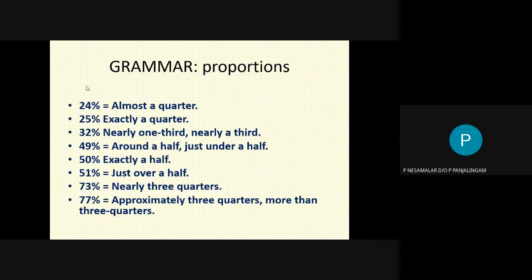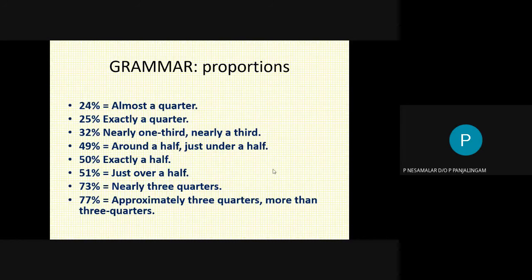Now, exactly a quarter would be 25%, so any number around that, you could say almost a quarter. 1/3 would be 33.33%, so this is close to it. You could say nearly 1/3. Exactly half would be 50%. So a number close to that, you could say around a half, just under a half, or like for this, just over a half.